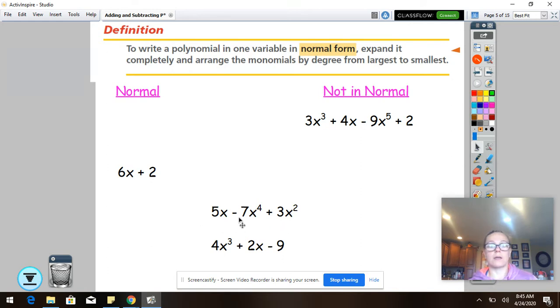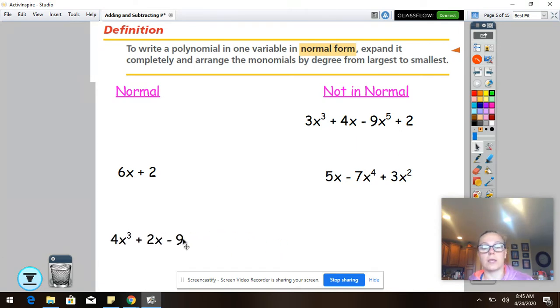Okay, now we have 5x minus 7x to the fourth plus 3x squared. Again, we look, these exponents are not going in descending order. And then the last one, we have 2, 3, 2, none. And a big thing I want you to remember, you guys, it's okay. They don't have to go in chronological order. It doesn't have to be 3, 2, 1, 0. Because basically, as long as we're just counting down.